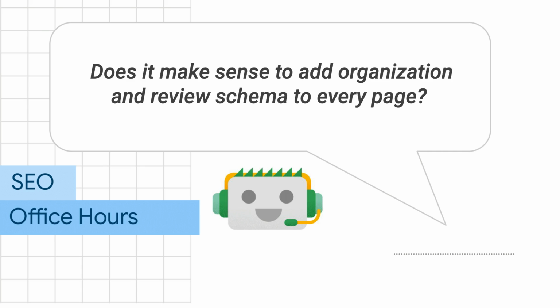Lalindra asks, does it make sense to add organization and review schema to every page? Well, you don't need to add organization schema to every page. You only need to add it one time. And which page you pick is completely up to you, although the homepage or an about-this-organization type page may make most sense depending on how your site is set up. And as for review rating, you want to add this markup to pages with reviews about a particular item. If the page doesn't have reviews on it, don't add the markup.